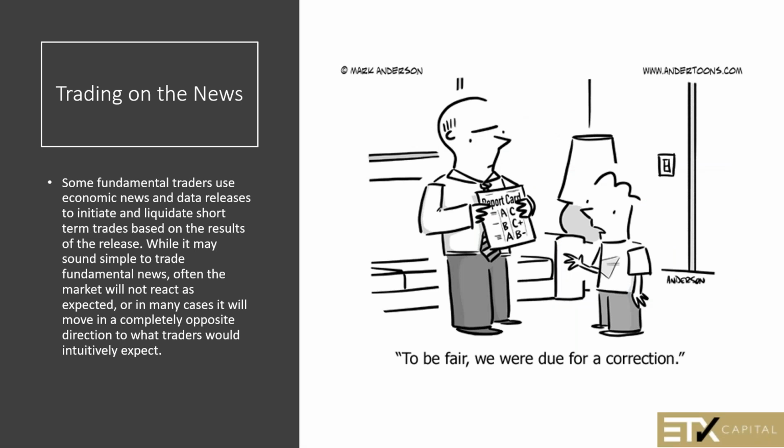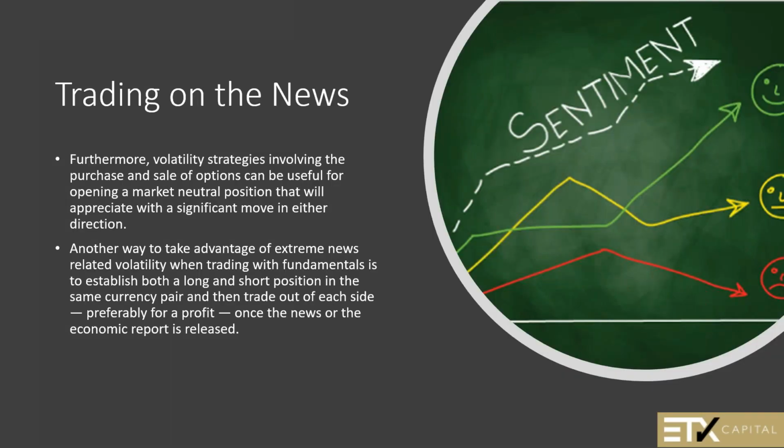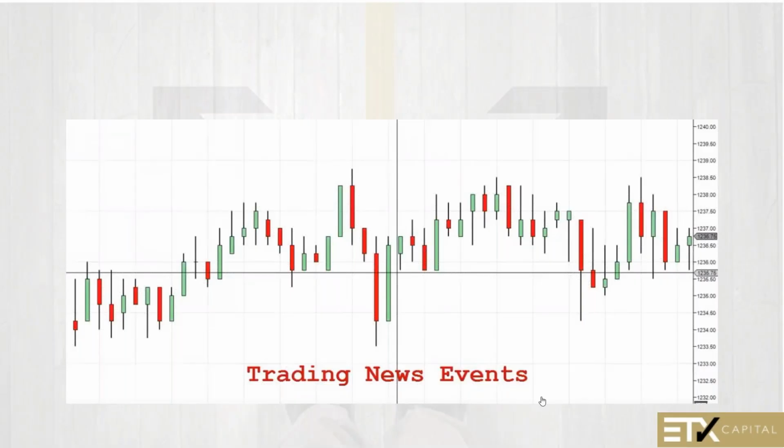Some fundamental traders use economic news and data releases to initiate and liquidate short-term trades based on the results of the release. While it may sound simple to trade fundamental news, often the markets will not react as expected. And in many cases, it will move in a completely opposite direction than what traders would intuitively expect. Furthermore, volatility strategies involving the purchase and sale of options can be useful for opening a market neutral position. Another way to take advantage of extreme news related volatility when trading with fundamental analysis is to establish both long and short positions. So here's a way that you might want to consider news trading.